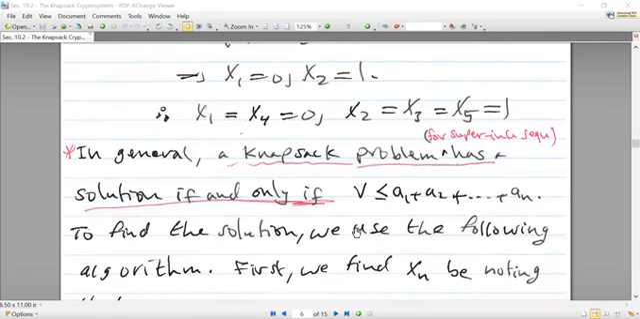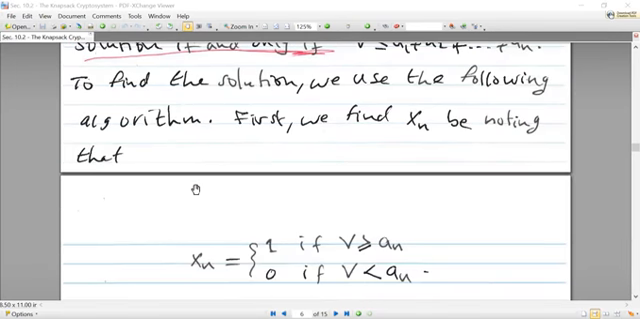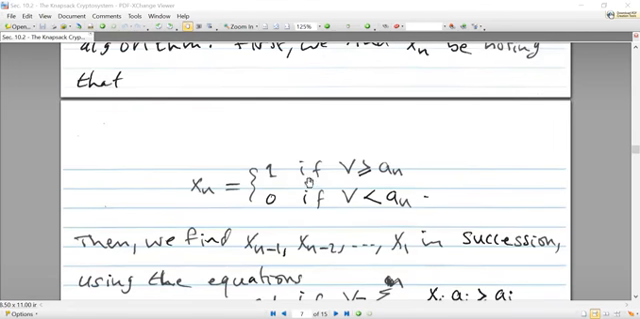To find the solution with this algorithm, first we find xn by taking xn to be equal to 1 if an is smaller than or equal to V, and 0 if an is strictly bigger than V. Then we can find x(n-1), x(n-2), using the same procedure. In other words, we could do it recursively.